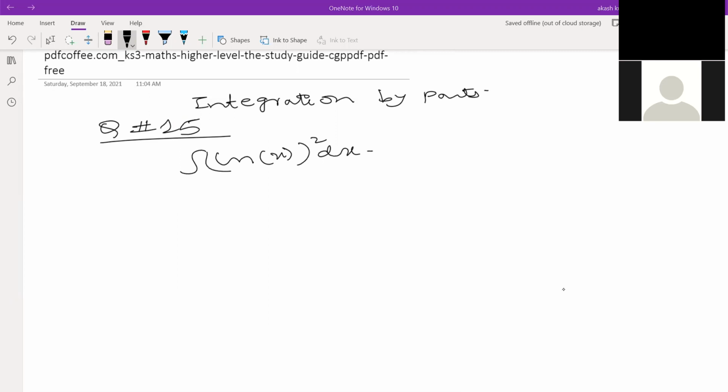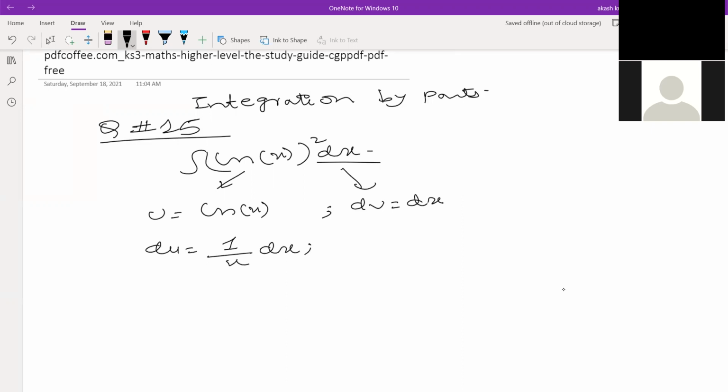So the first step is we have to identify what is our u and what is our dv. We don't have any other option to take for dv other than dx, because we have to take u as ln x. There's only one function left, so we don't have any choice. So du is the derivative of ln x, which is 1 over x dx, and the integral of dv is x.